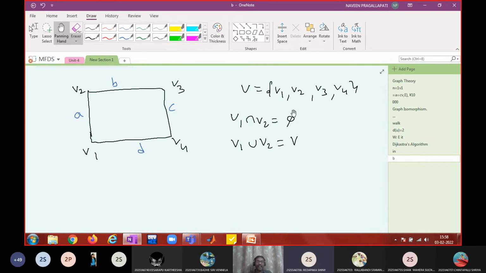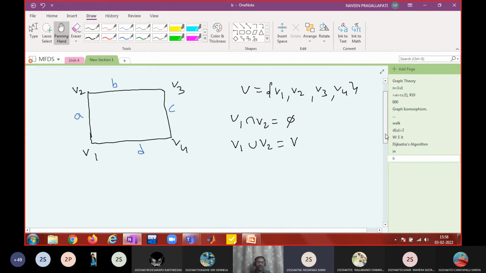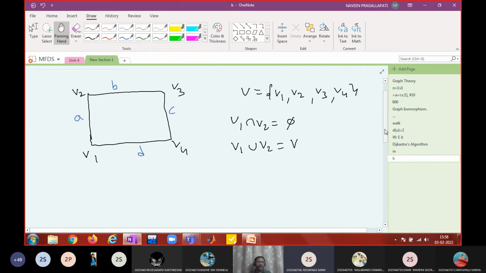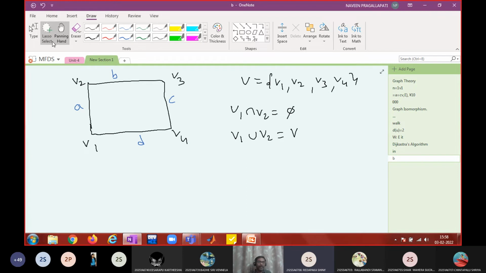I can partition like V1 as one set and V2, V3, V4 as another set, or V1, V2 as one set and V3, V4 as another set, or V1, V3 as one set and V2, V4 as another set. Like that, I can make several partitions. Partition means making two sets which do not share any common point, and their union must be the whole set. Now, how can I call this a bipartite graph or not? Or can I make this into a bipartite graph?